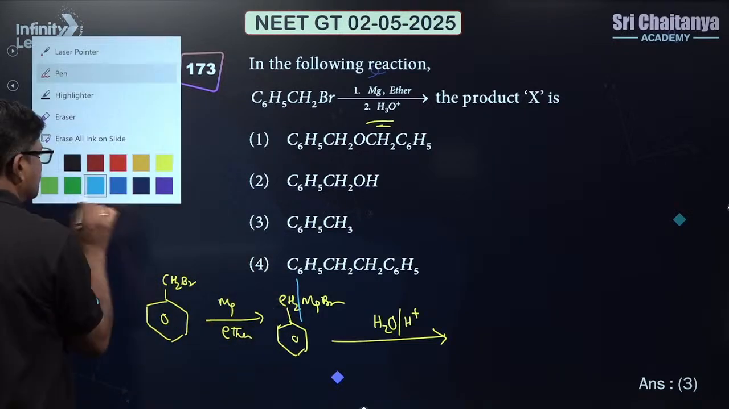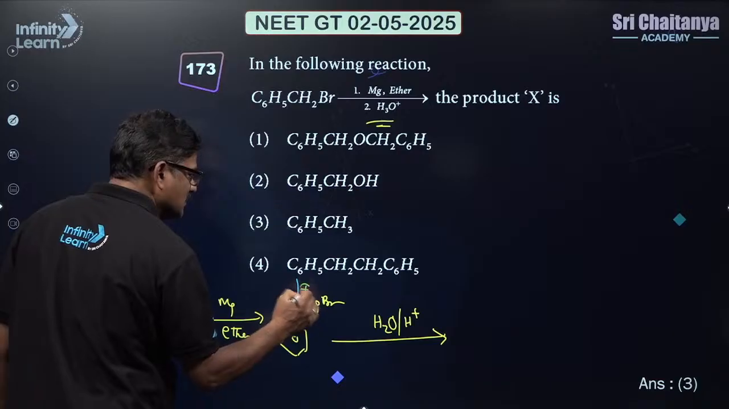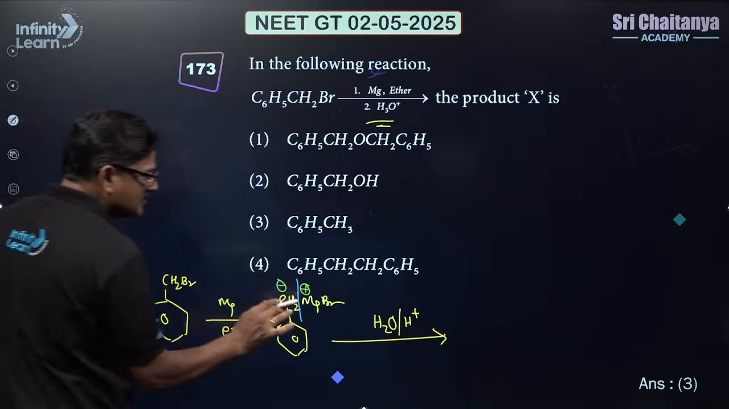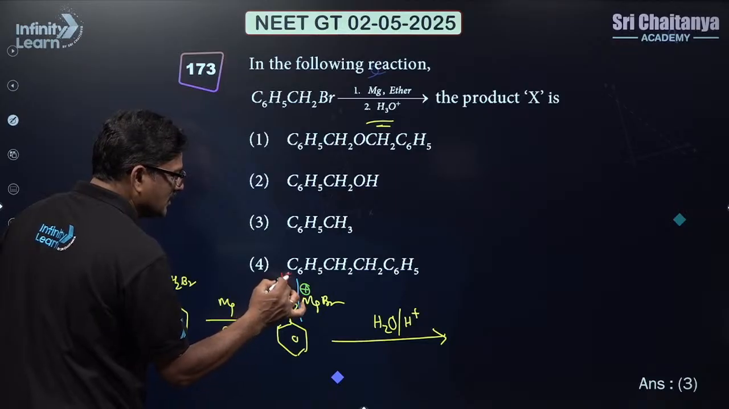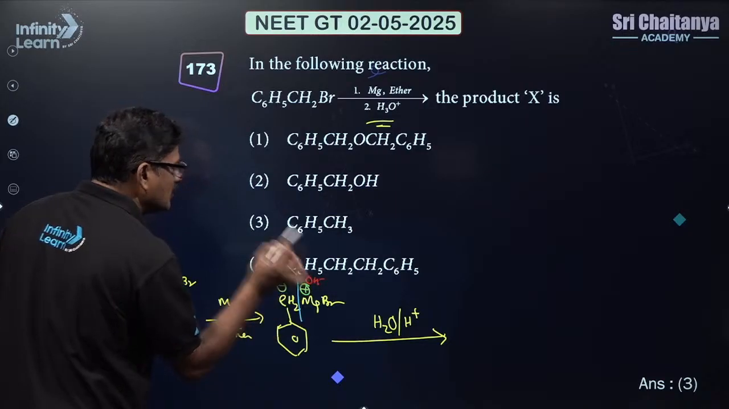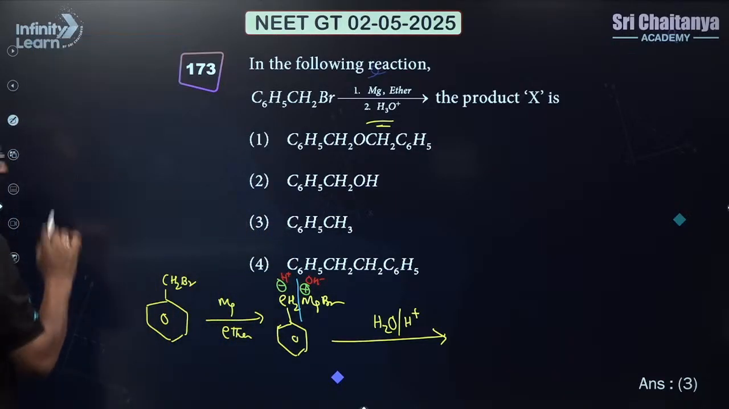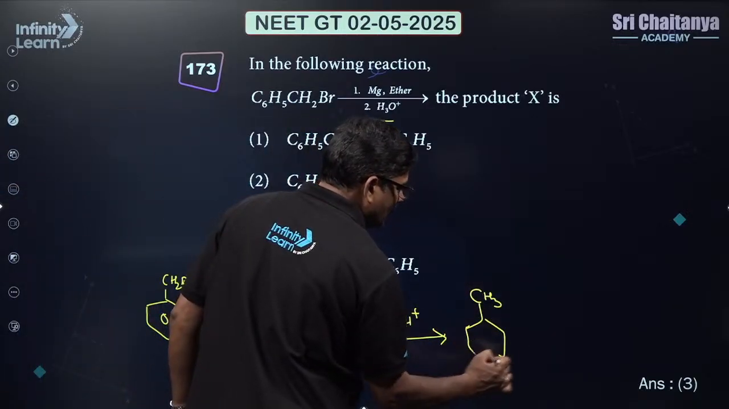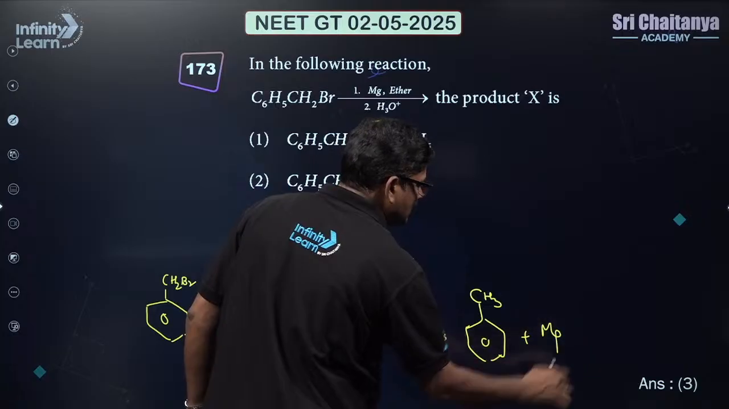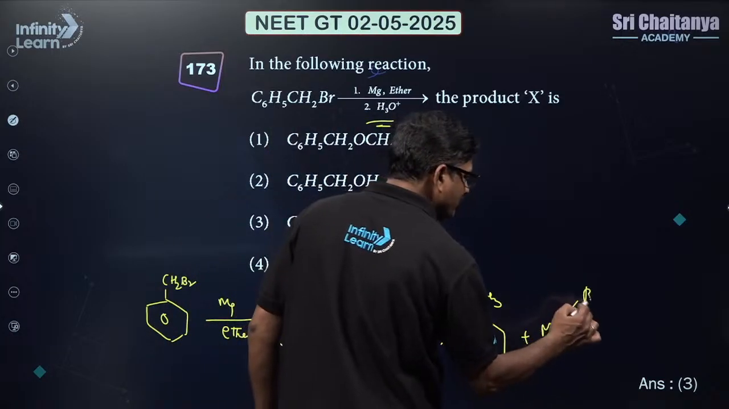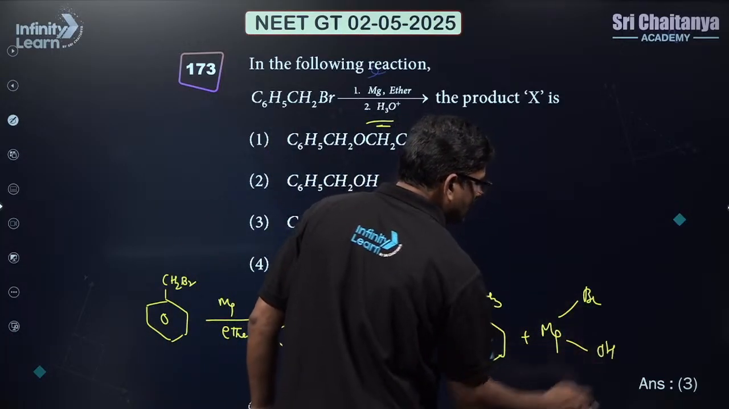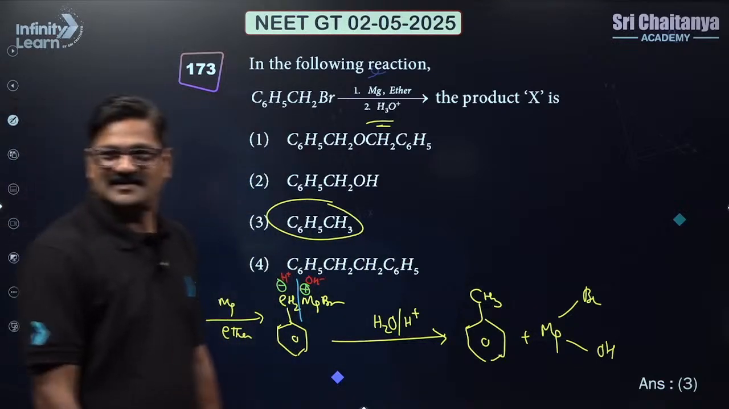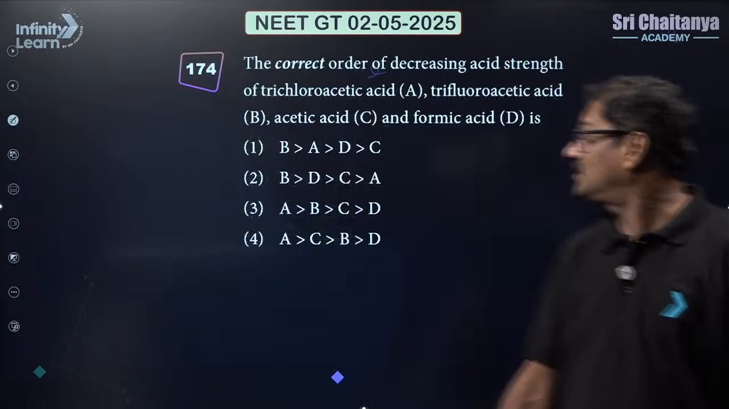So what is the nature of Grignard reagent? Grignard reagents are strong bases, so they can react with H plus and OH minus like this. So we are going to see that toluene is the answer. It is going to be MgBr and OH. So the answer is toluene. Correct? Perfect. Lovely.